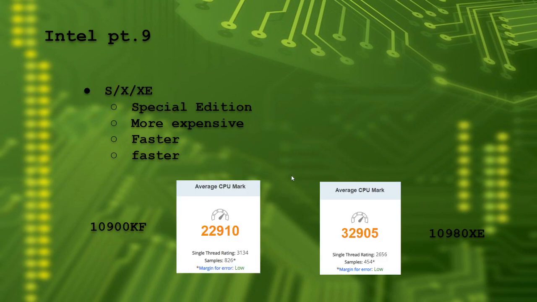Moving on to special case letters. The S, the X, and the XE all indicate special edition CPUs. They are more expensive, they are faster, that's about it. They're a lot faster. They're also a lot more expensive. As seen here by the 10900KF, which has the ability to be overclocked, and does not have an integrated graphics card.